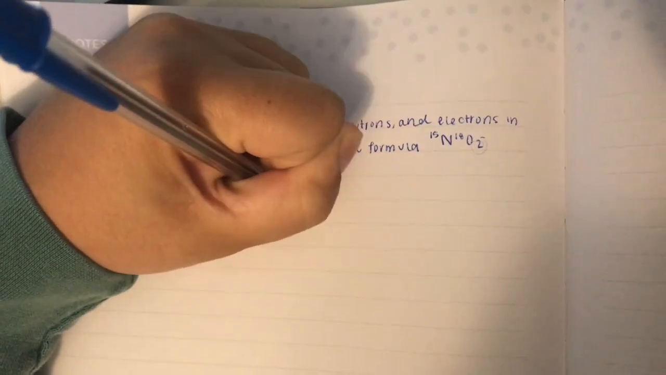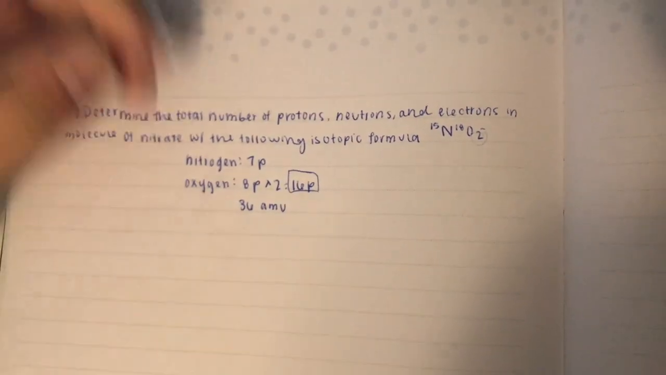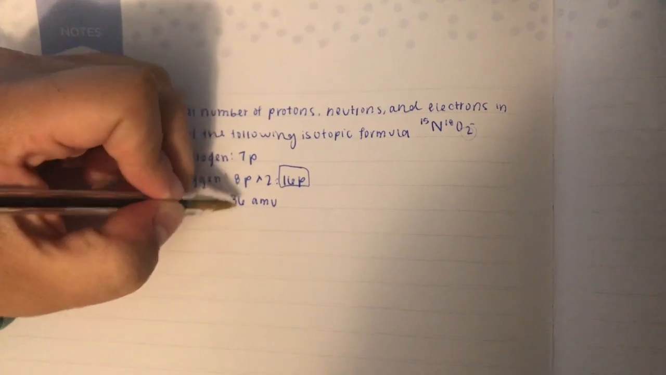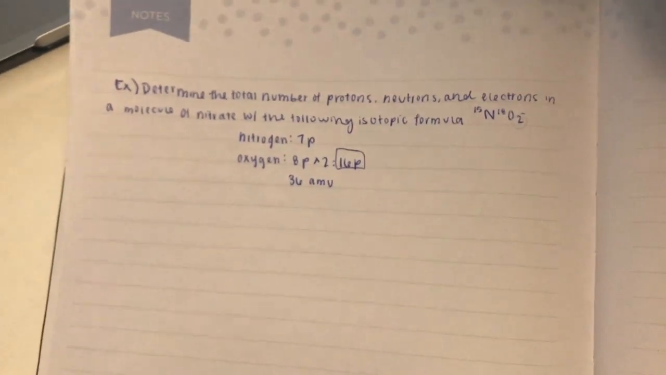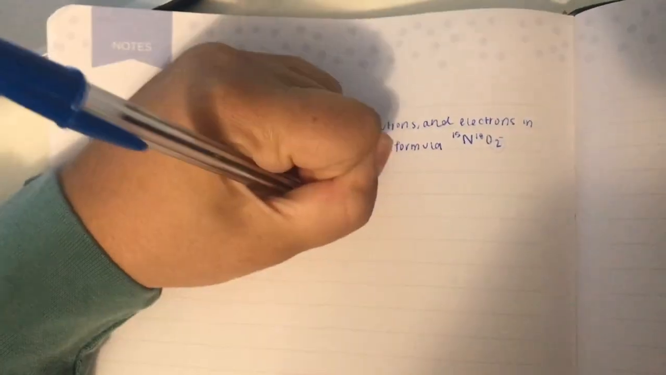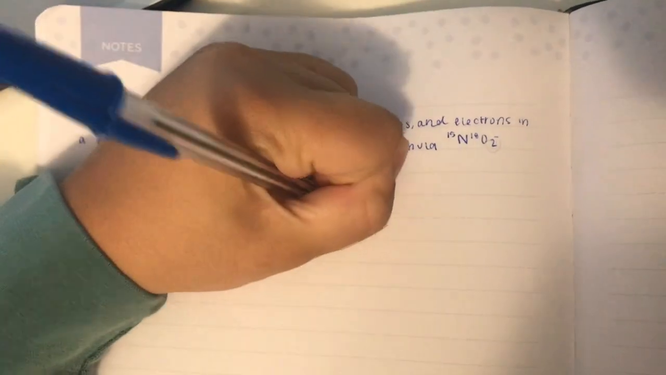But we know that there's 16 protons. So in order to figure out the neutrons, since the AMU is protons plus neutrons, you can just subtract the amount of protons. So 36 minus 16 is 20.